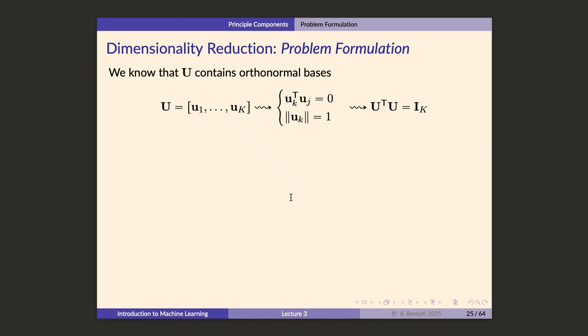What is the number of rows for U? What is the dimension of U1? Your data is d-dimensional, so what is the dimension of U1? It's d, right? So U1, U2 till UK, all of them are d-dimensional. Now, how many rows do you have? D. How many columns do you have? K. So you're going to have a d by k matrix, right? Now, one thing is that if I get this d by k matrix, so U now is d by k.